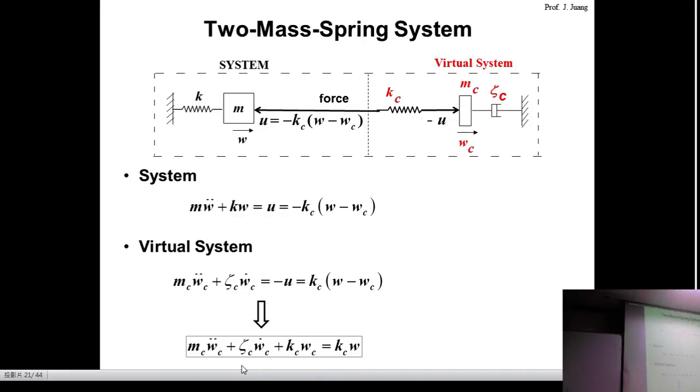So we have to use this called virtual zeta C, which is not real. That's created by a computer. The computer creates this virtual zeta C and gives a virtual WC dot. Then we'll be able to prove that this kind of system, we know that if this is a passive system, it's a stable system. If this is a passive system, right?